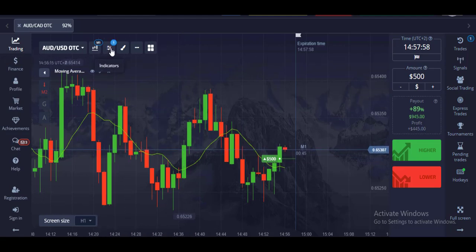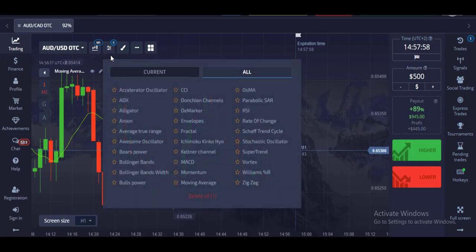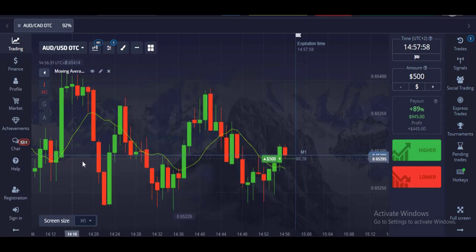For the moving average strategy, you need to take the indicator from here. Go to the indicator list next to the minute and then head down and find the moving average. This is the moving average, click on that. Once you click that, you will see this kind of green color line crossing your candles.